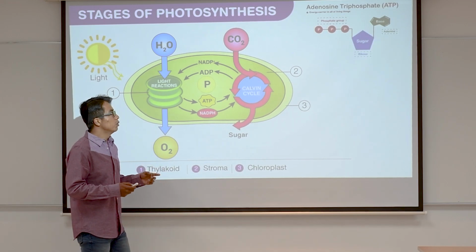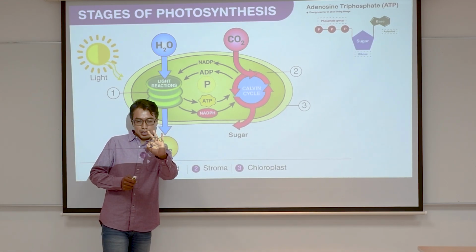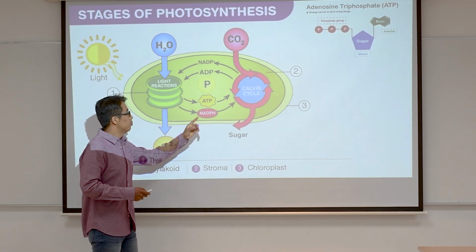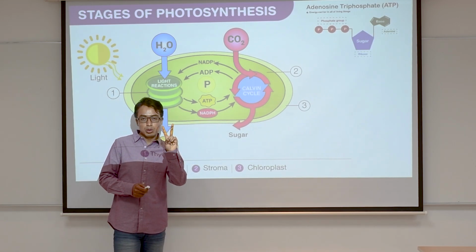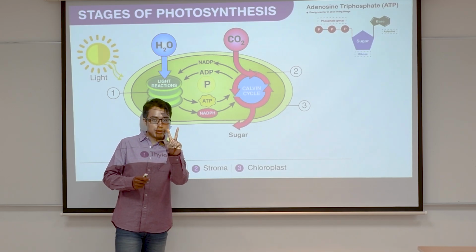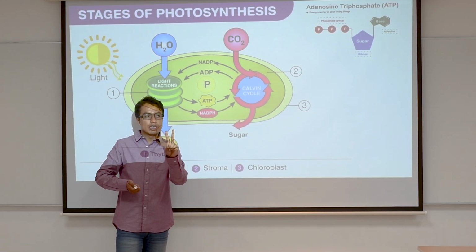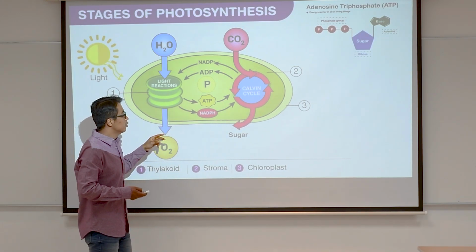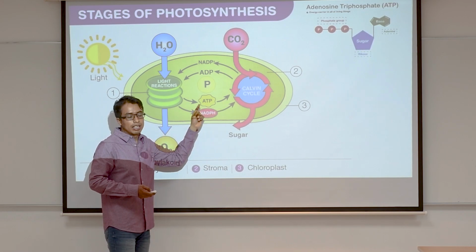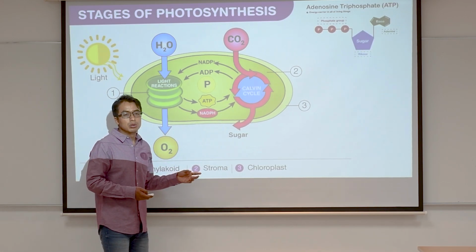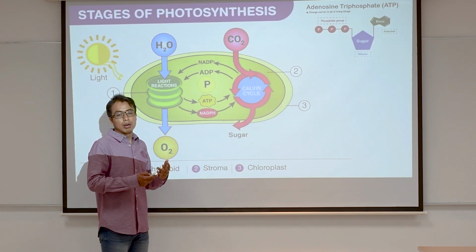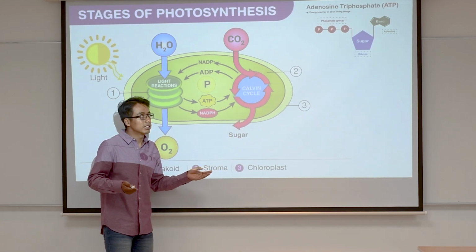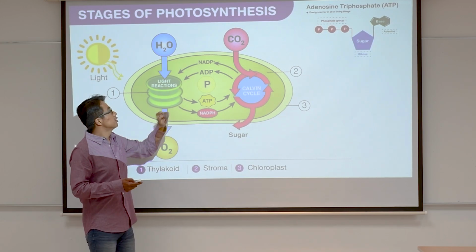ATP refers to adenosine triphosphate. Triphosphate refers to 3 phosphorus atoms. In the previous stage, we only have adenosine diphosphate, 2 phosphorus atoms. And these high energy molecules are used in the Calvin cycle that occurs in the stroma to synthesize more complex molecules such as sugars or carbohydrates from carbon dioxide and water.